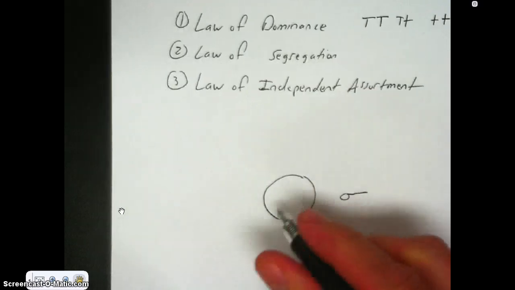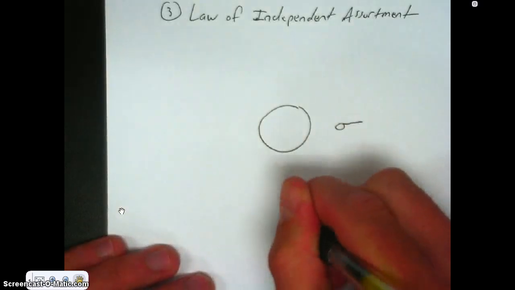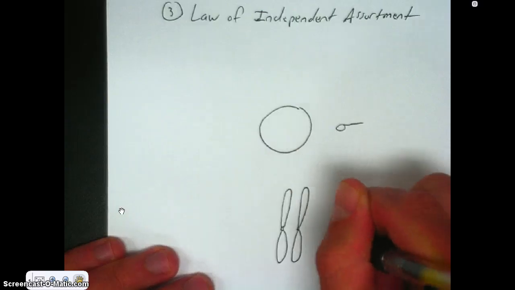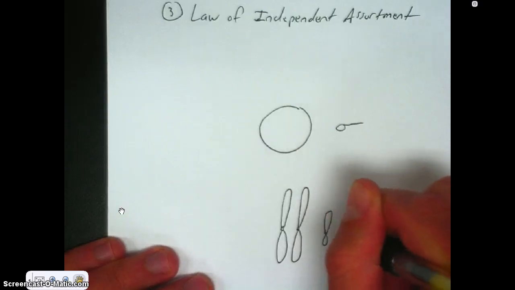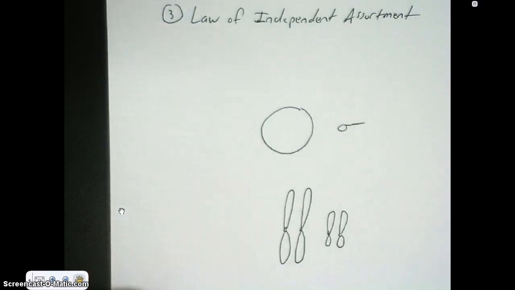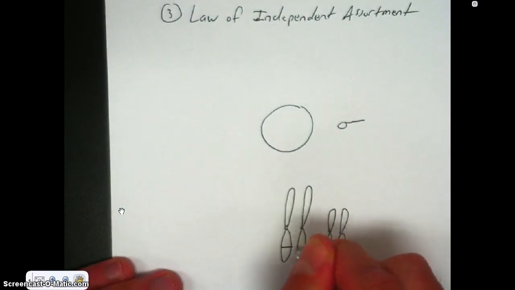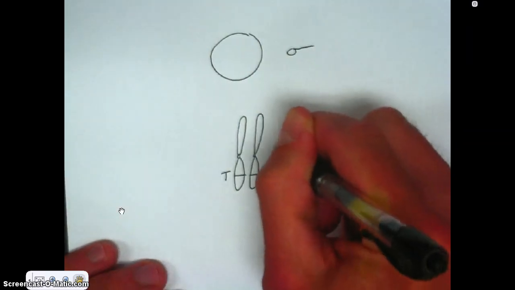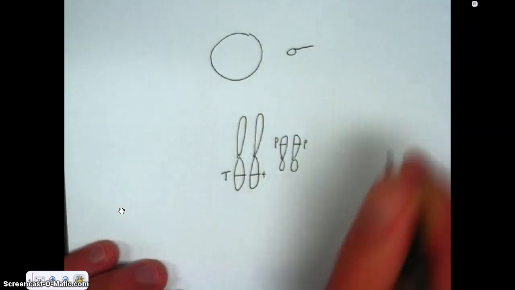Now, if I draw some chromosomes here, we'll pretend this is for a pea plant. There's the number 1 homologous chromosomes from each parent. There's the number 2 homologous chromosomes. I'm going to put some genes, or alleles, on here. I'm going to say that that's big T, this is little t, and we'll say that this is big P for purple, and this is little p.